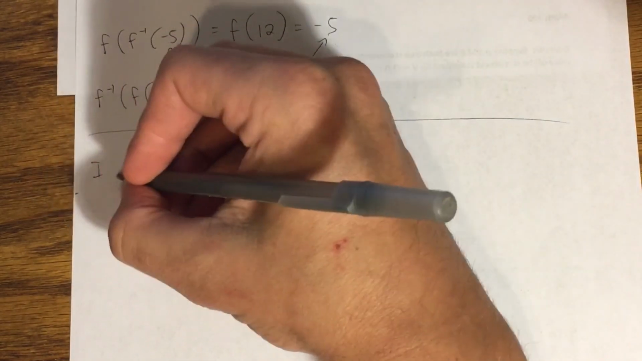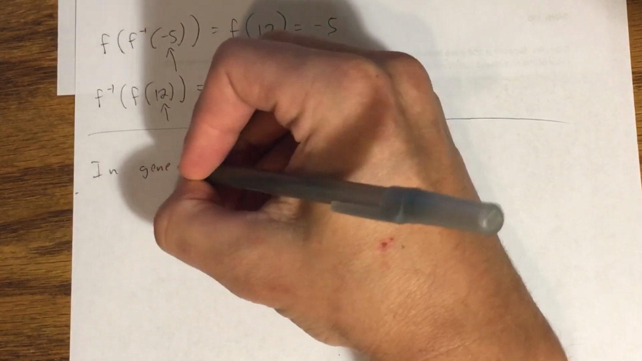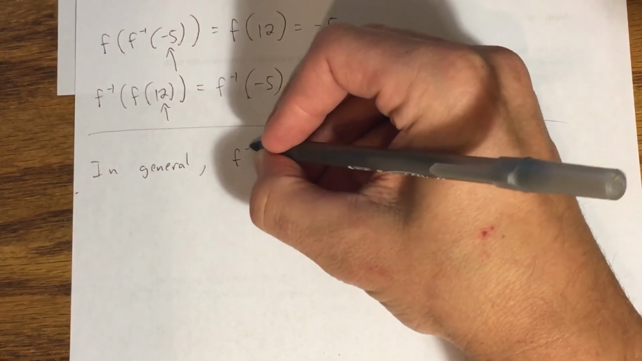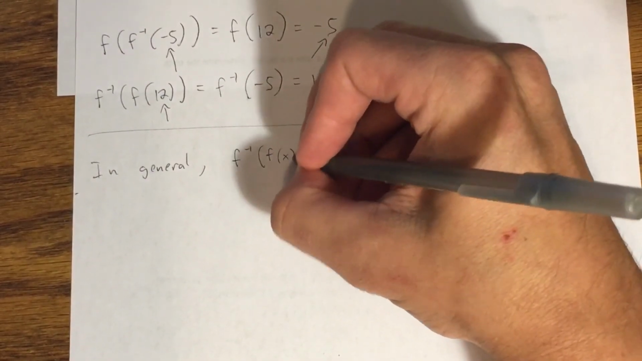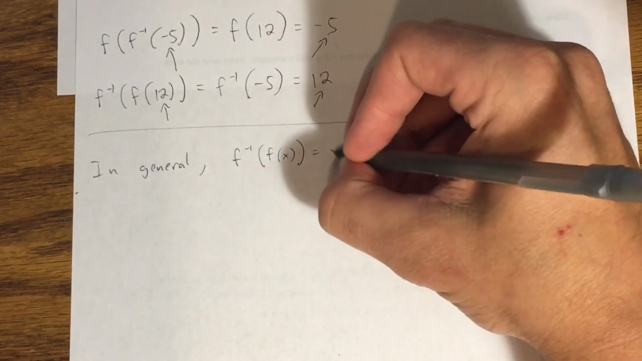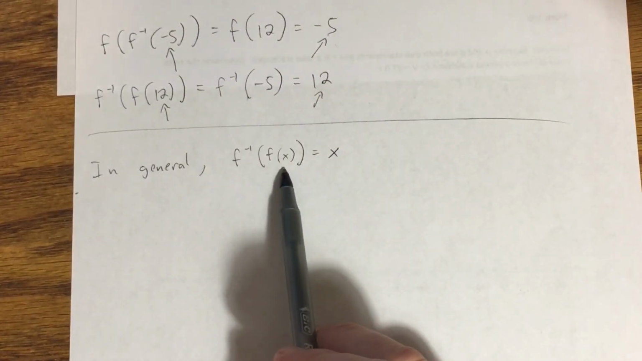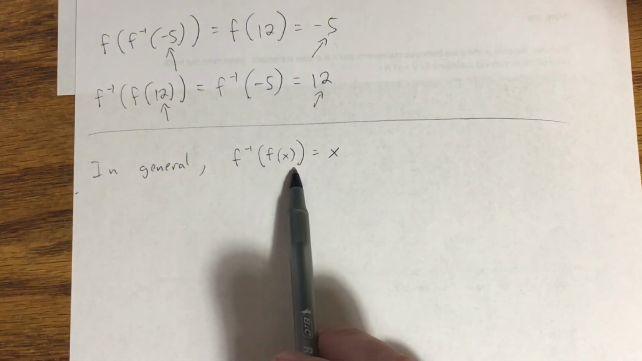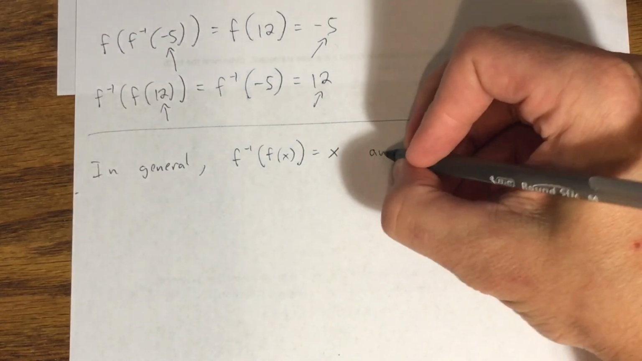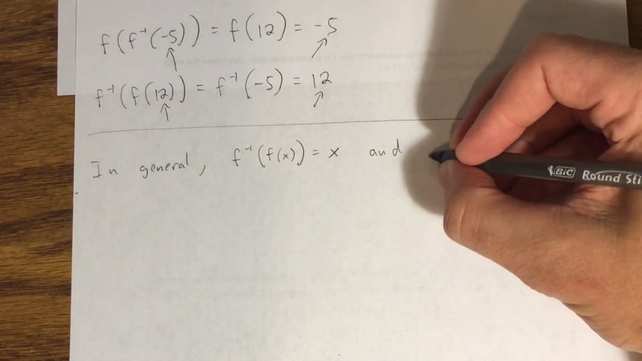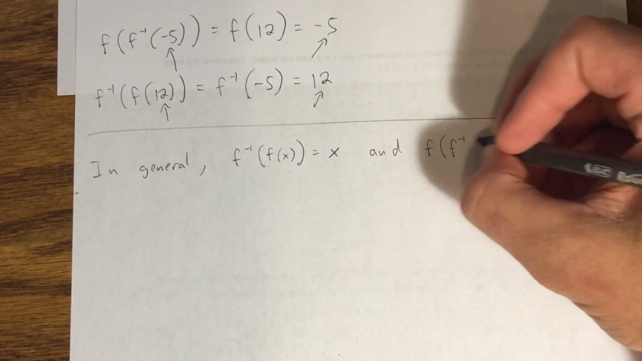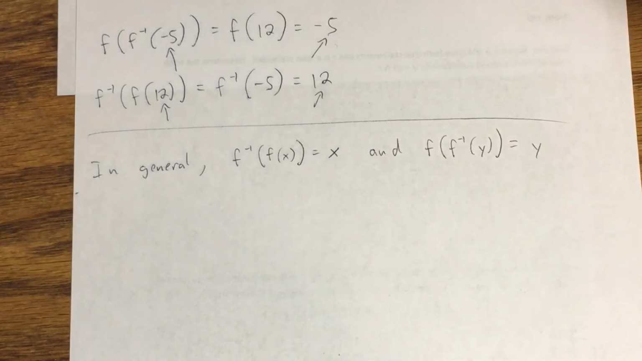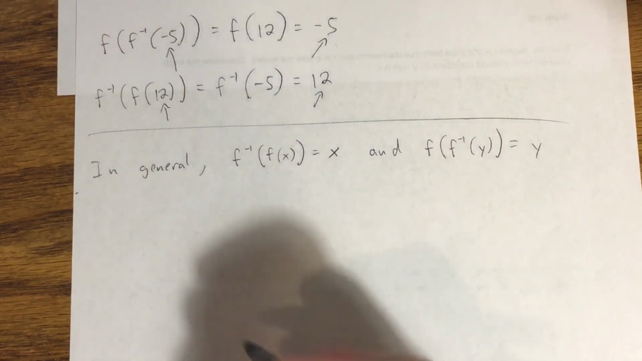In general, f inverse of f of x will equal x. The original input is going to show up as my output if I do a composition of f with its inverse. And the same is true if I do the composition in the other order. F of f inverse of, let's call it y, just to give it a different name, would equal y.